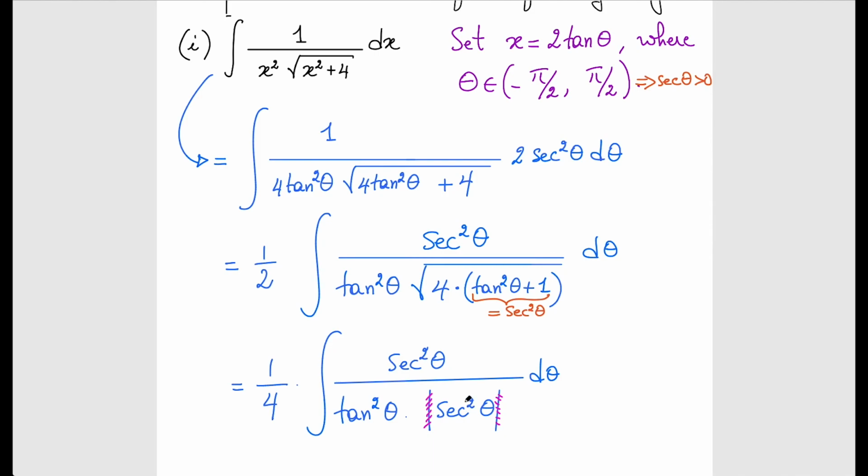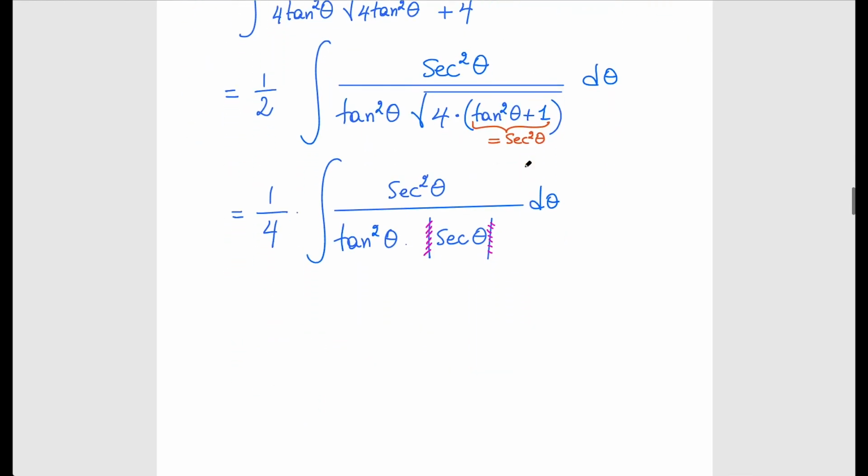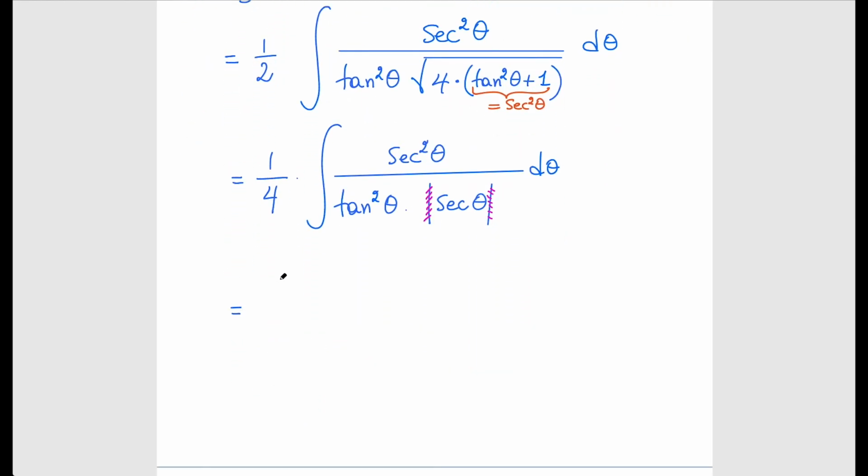Okay, this should be secant, right? Secant again, because I'm taking the square root. Square root of secant squared is absolute value of secant, so you get secant here, and you drop the bars again because secant is positive. And that's equal to 1/4 times the integral secant squared divided by secant squared is secant upstairs, secant theta over tangent squared theta d theta, right? Okay, and what is that? What's that thing?